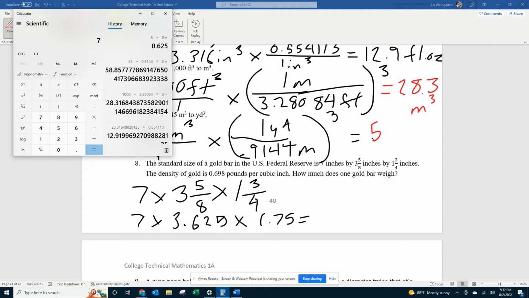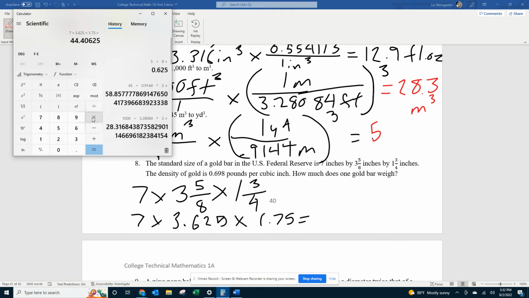So we have 7 times 3.625 times 1.75. And we get 44.40625. Don't cut off the decimals quite yet because you want to round at the very end to get the most accurate answer. 44.40625.